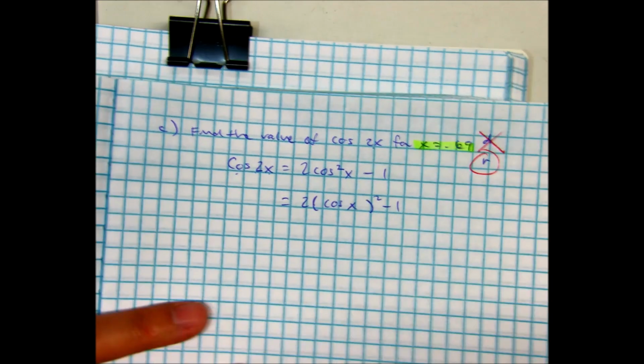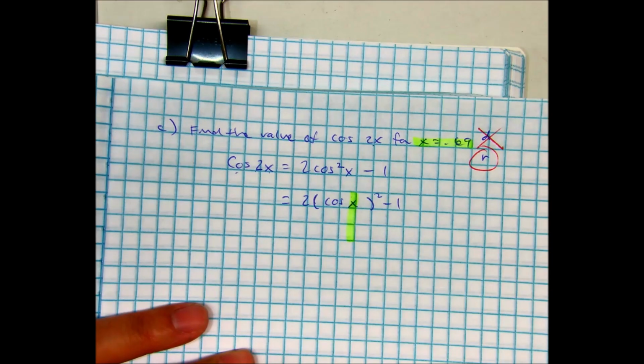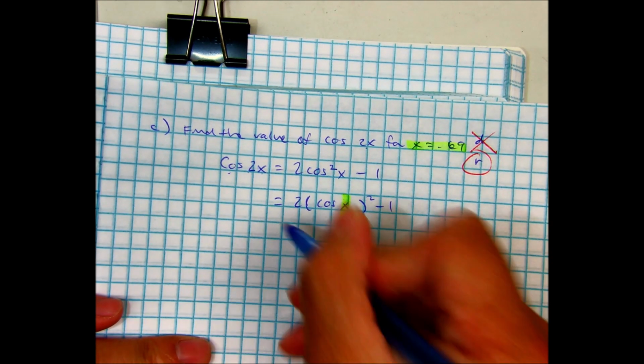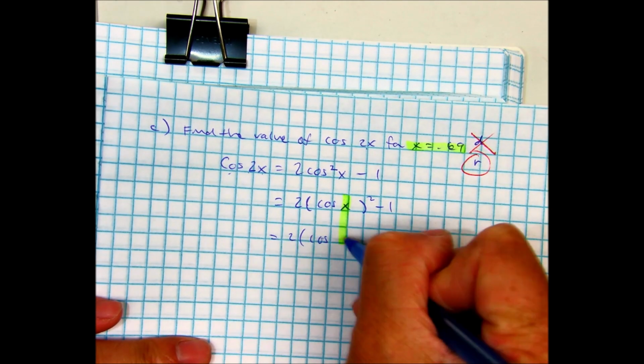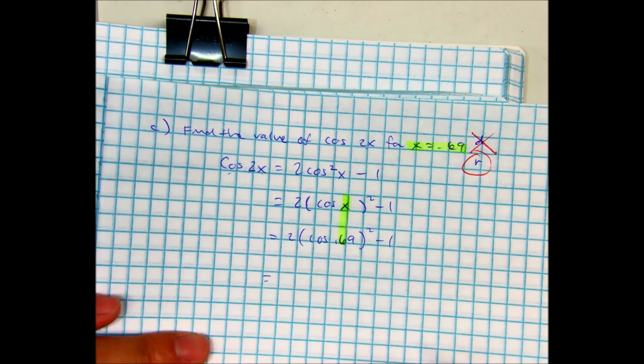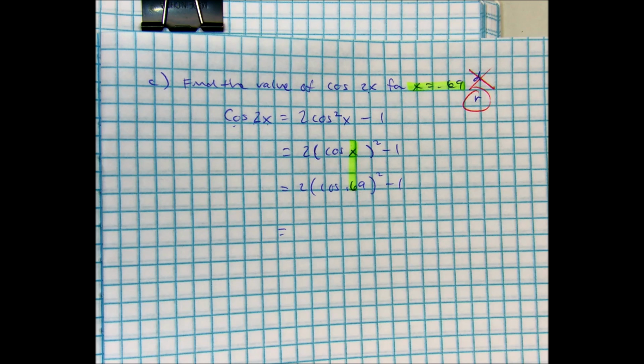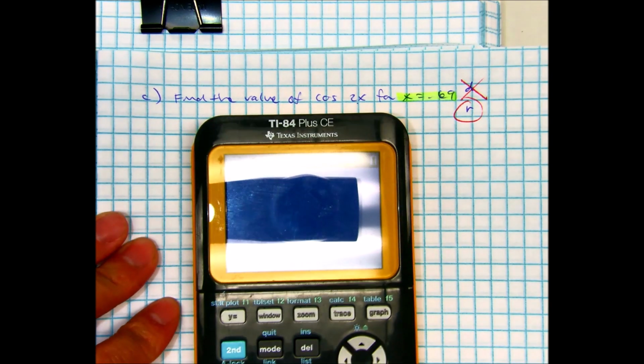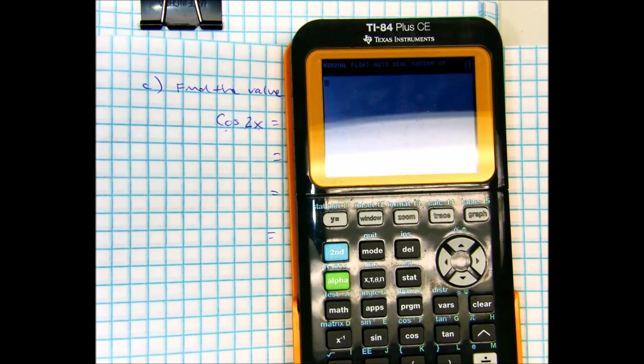So when I substitute this in, I have 2 times cosine of 0.69, where my angle is measured in radians, squared, and then minus 1. What does that mean for us? Pull out your calculator. Let's see if I can get that done.